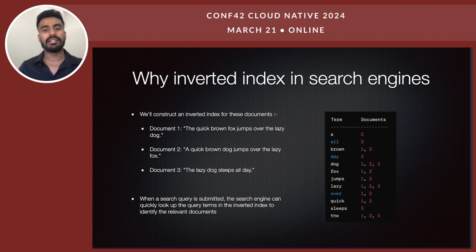So it's very opposite of, say, document 1 has these keywords and document 2 has these keywords. It's the reverse. The keywords have documents 1, 2, 3, and another keyword has documents 2, 3, 4, something like that. And now when someone is searching, right? When you search with these keywords, say all, brown, day, then documents 3, 1, and 2 are returned. So that means based on the keywords, you're fetching the actual documents.